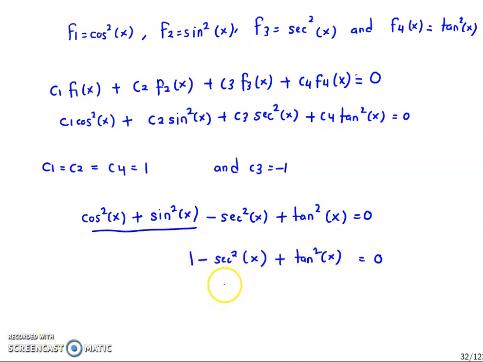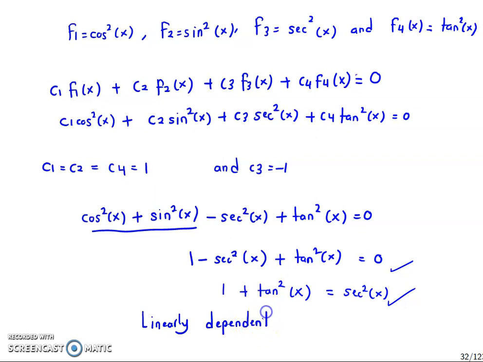What we can write here is 1 plus tangent square x equals secant square x, or I can say this is equal to 0. So we can see that we have them as linearly dependent. Okay, they are linearly dependent. You can write them in this form, the linear combination.